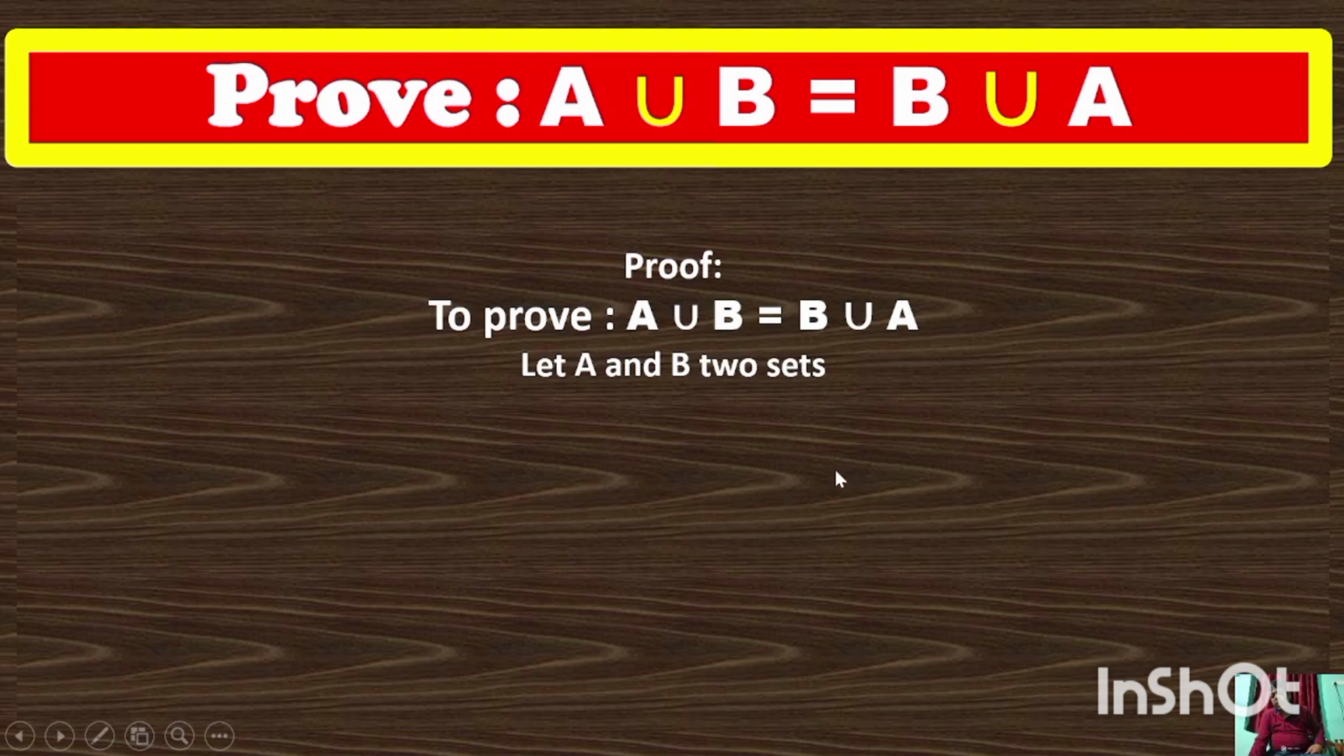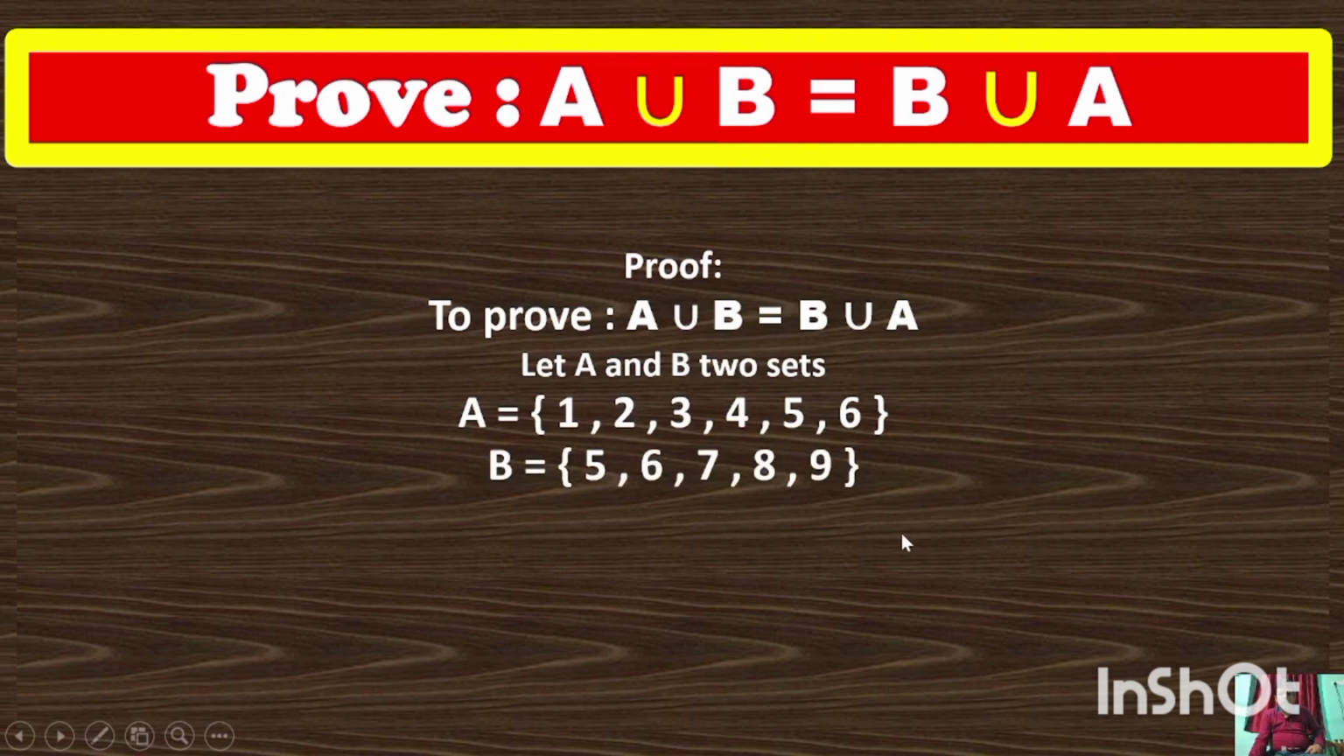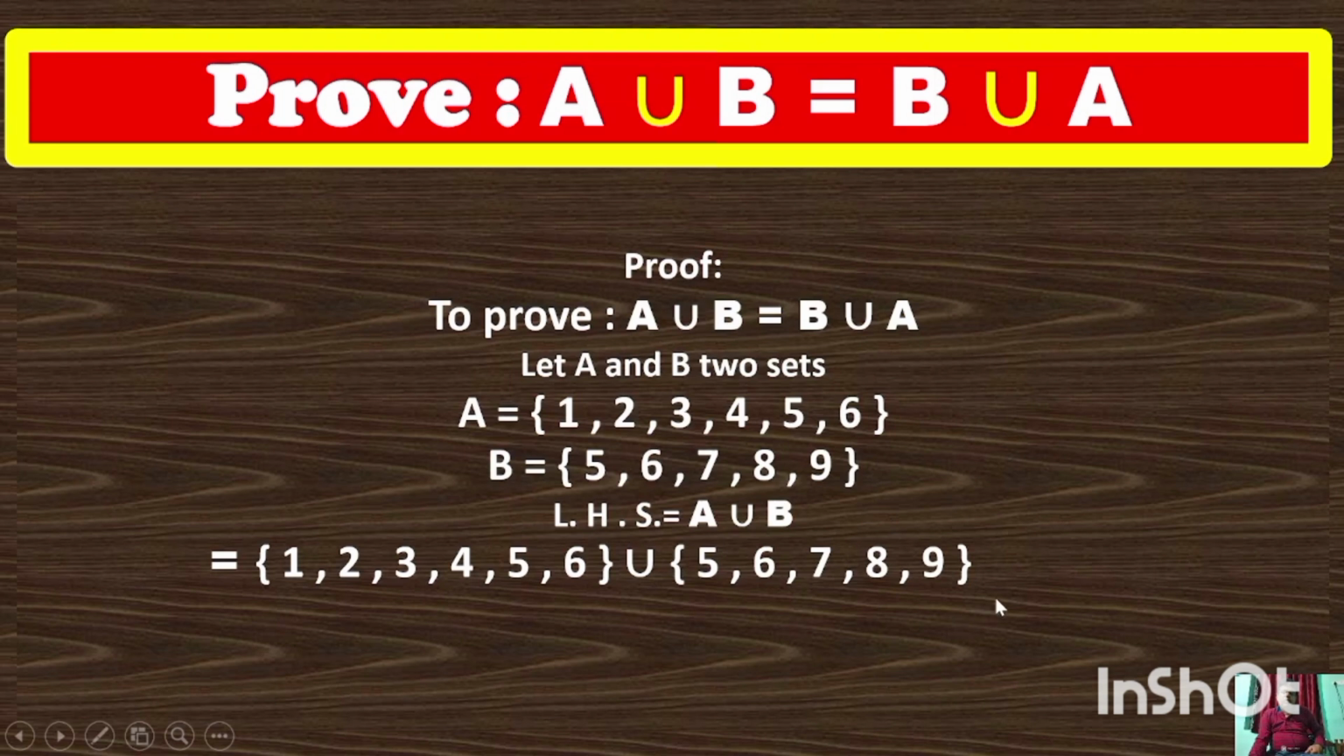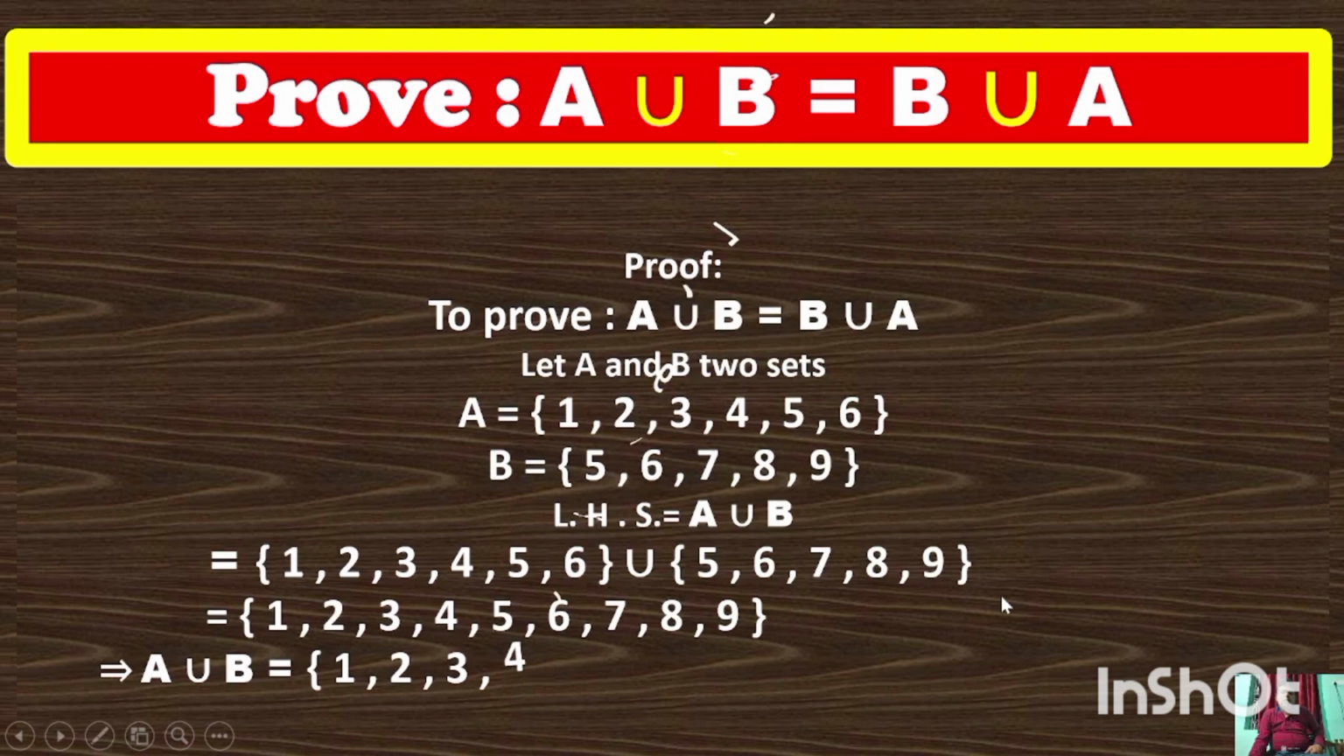Three methods are there, and here I am going to prove A union B is equal to B union A by taking examples. Suppose A is a set having elements 1, 2, 3, 4, 5, 6, and B is a set having elements 5, 6, 7, 8, 9. Now you see we have to prove the LHS, left hand side, A union B. The elements of A union B will be the set of all the elements of A and B.